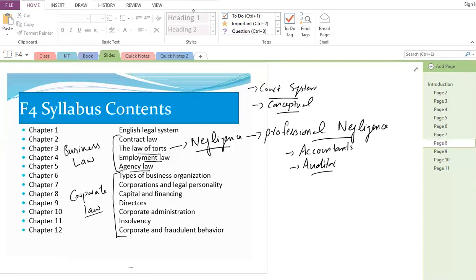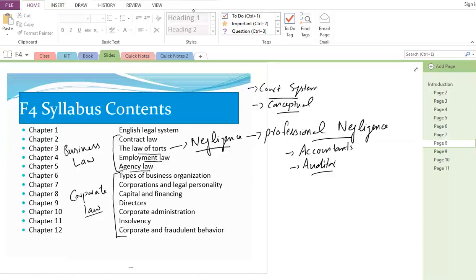And in chapter 8, we have 2 major portions to be covered. First, capital, and second, financing. So if a company needs capital, it can issue shares. So how are shares issued? What are the types of shares? What is the face value of shares? How can a share be issued at a premium? So all these important rules according to the Companies Act 2006 must be learned here.